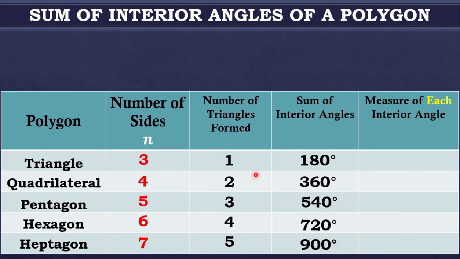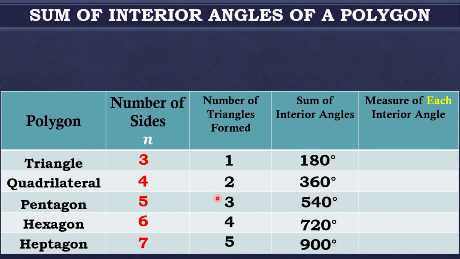Now, given this number of triangles formed and the sum of interior angles, let us try to look at the pattern or formula given by our answers. So, always remember that the number of sides is represented by n. So, yung n po natin, that is referring to the number of sides. Now, if you will look at the relationship between the number of sides and the number of triangles formed, if the number of sides is 3, we have 1 triangle formed. If the number of sides is 4, we have 2. Pag 5, we have 3.